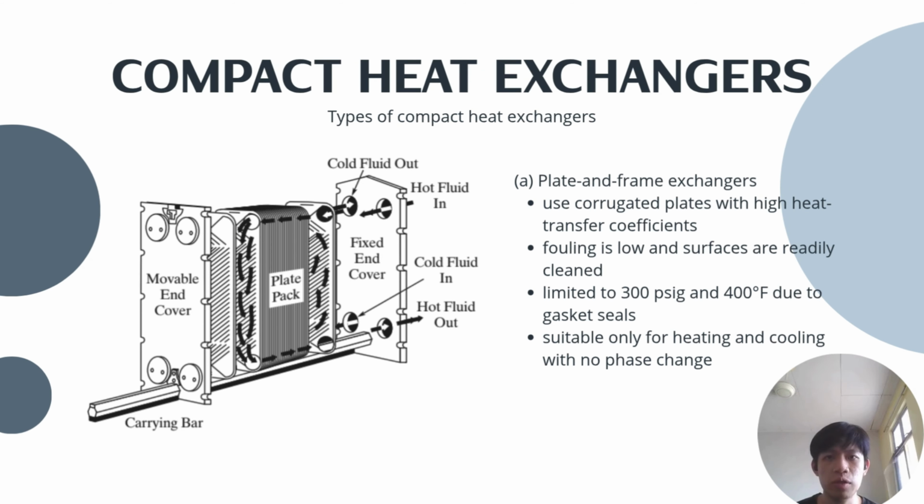So now I will continue with the compact heat exchangers. There are three types of compact heat exchangers. The first is the plate and frame exchangers. They use corrugated plates with high heat transfer coefficient. Its fouling is low and surfaces are readily cleaned. It's limited to 300 to 400 degrees F due to gasket seals. It's suitable only for heating and cooling with no phase change.